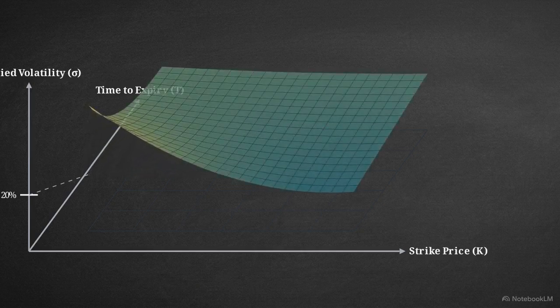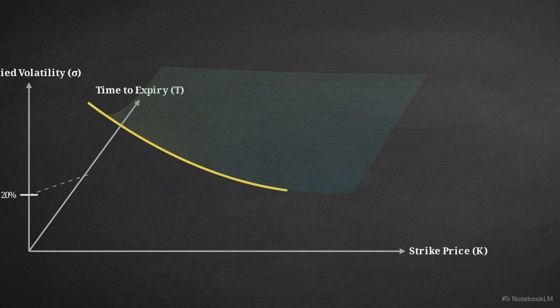When we plot actual empirical data over that assumption, the flat plane warps into the volatility surface. The market systematically varies implied volatility across different expiration dates and strike prices.